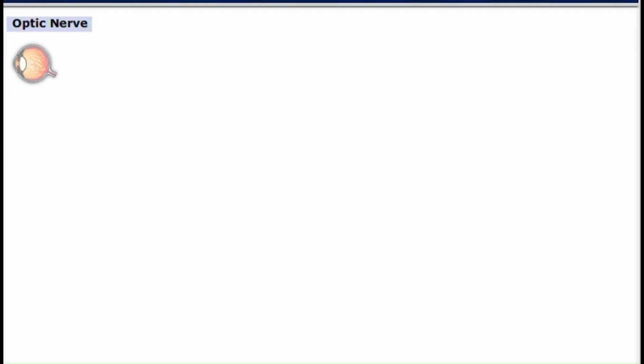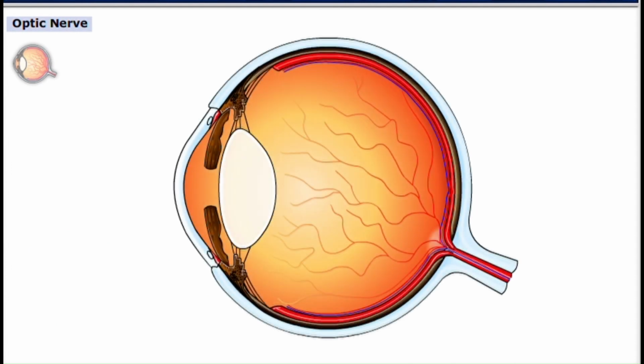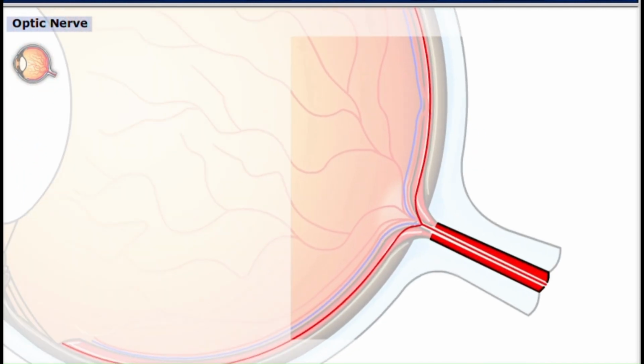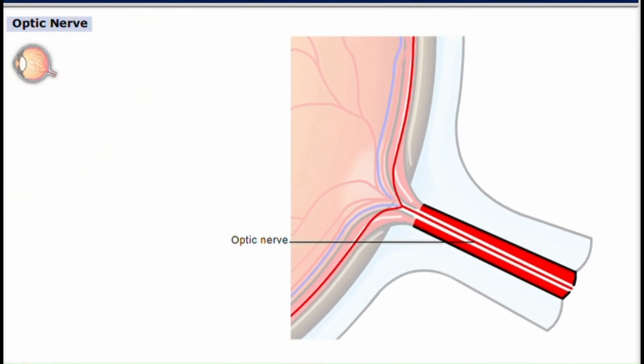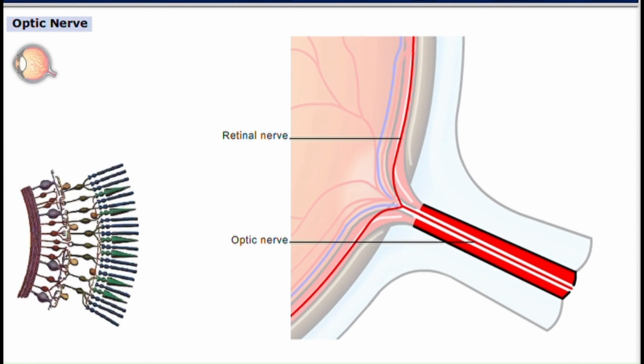Optic nerve. This is the structure formed by the entire nerve fiber layer. This layer connects the eye to the brain. This region lacks both rods and cones. Where the nerve leaves the eyeball, it is called the optic nerve head.